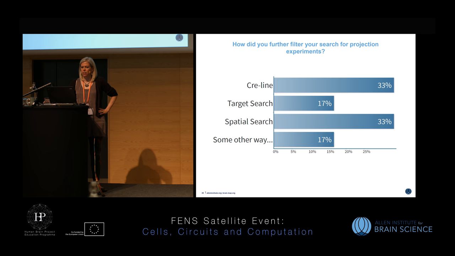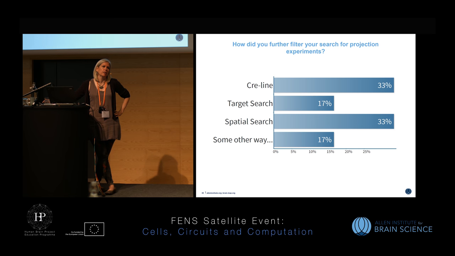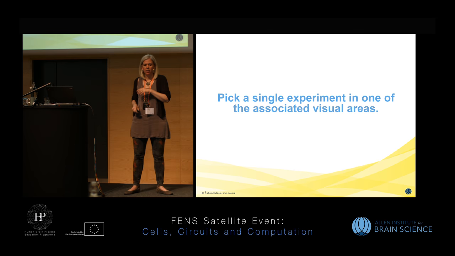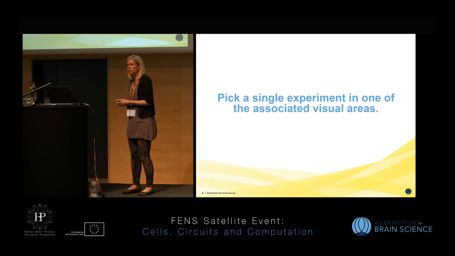You can also use this to find injection sites. So you can pick an injection site in the primary motor area, and then click the Find Injection Sites button, and you can even narrow the search that way. So again, it's a spatial search for either the injection sites or the projection to that particular voxel. These voxels are 100 microns on a side, the resolution of the depth between sections. So pick a single experiment in one of the associated visual areas.